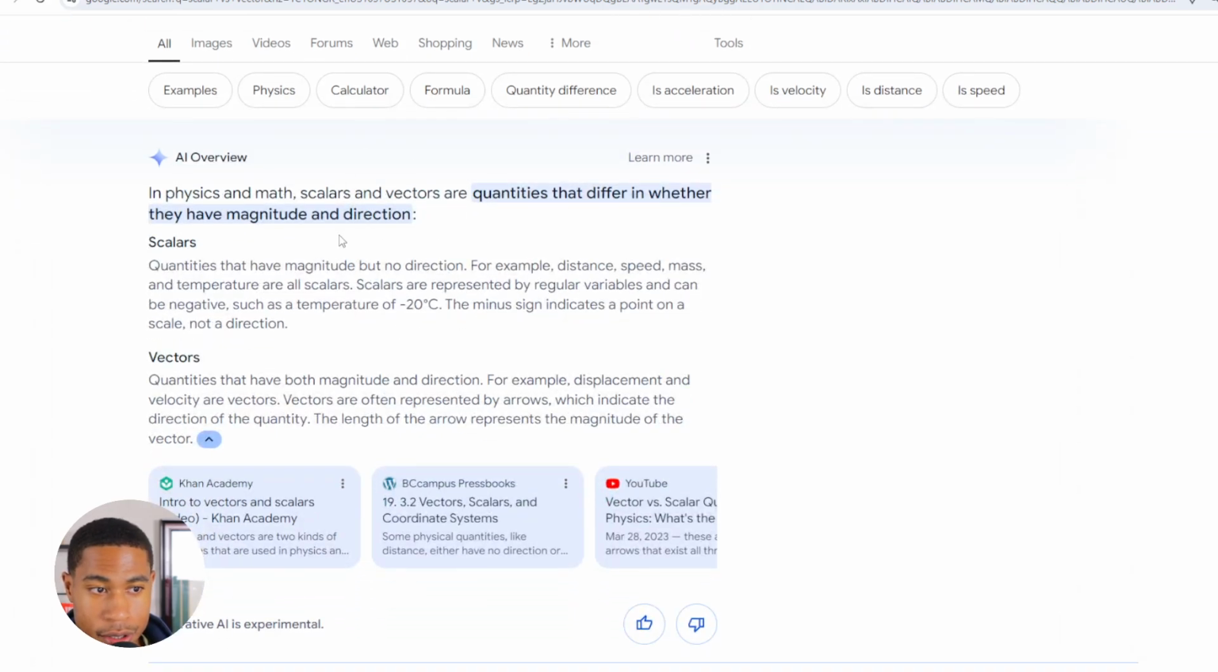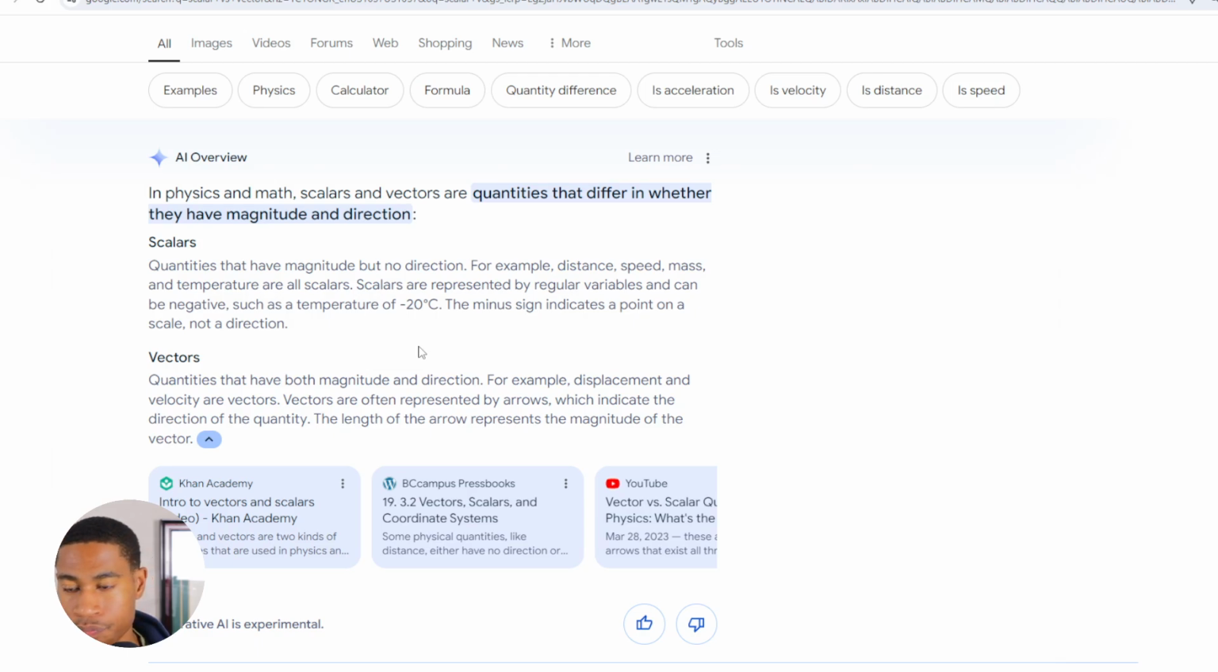Scalar quantities, and I just did a Google search, they have magnitude but no direction. So that means that, for example, you can have a certain speed, but the direction does not matter. Or you can determine the temperature quantity, but you don't need to know the direction of temperature to be able to determine it. For vectors, you do. You need to know both the number aspect, the magnitude of it, but you also need to know the direction of it.